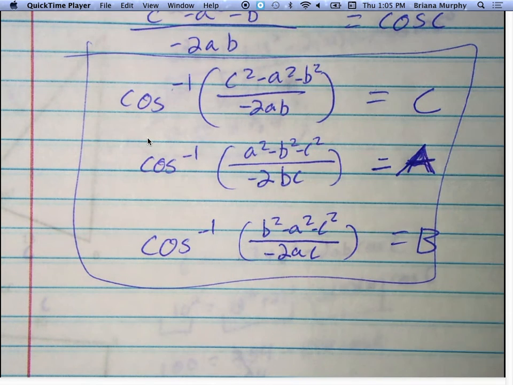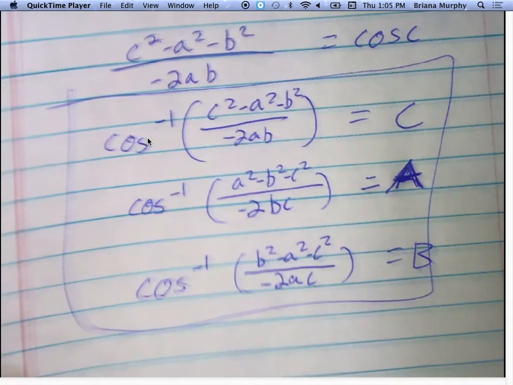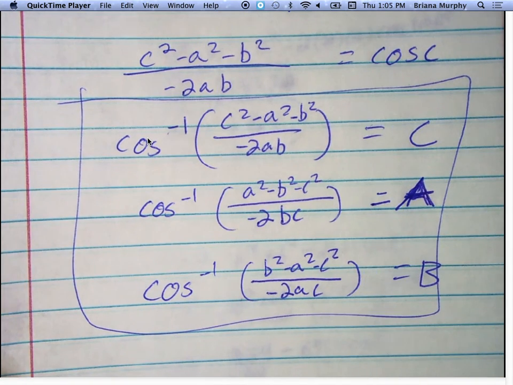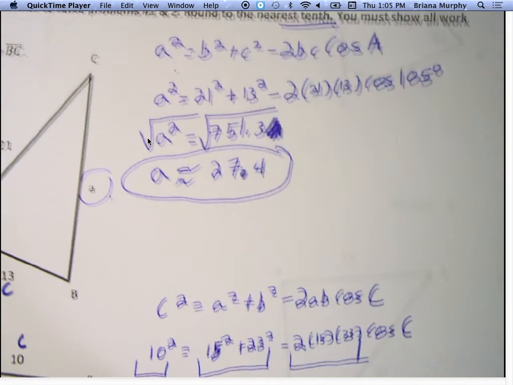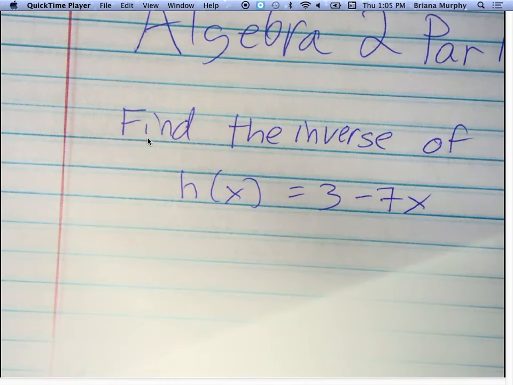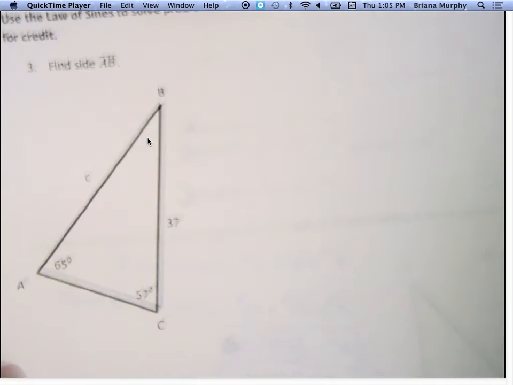So, if they're a capital letter, you're looking for an angle. If they're lowercase, you're looking for a side, right? I'm going to put this up again at the end if you guys want it. But I'm going to move on to law of sines because I want to make sure we have enough time for you guys to practice some of this stuff on your own. Okay. Law of sines.